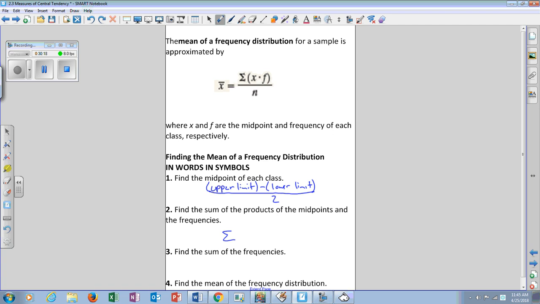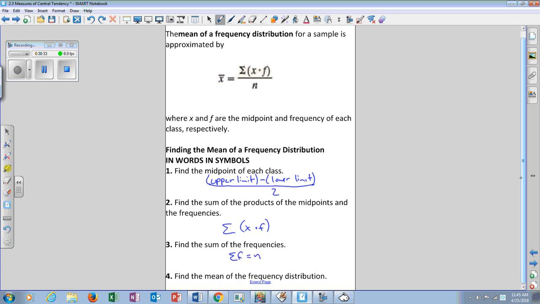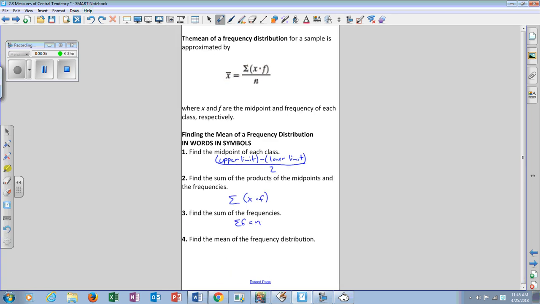You find the sum of the products of the midpoints and the frequencies. Then you find the sum of the frequencies, which is n. It's just the total number in the sample. Then you find the mean of the frequency distribution, which is x bar equals the sum of x times f over n.